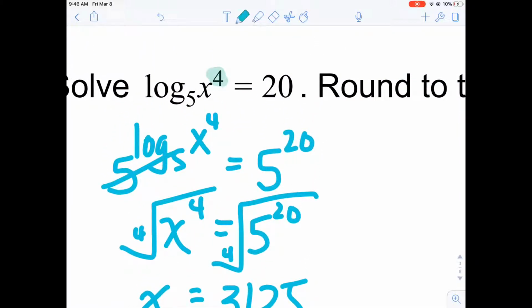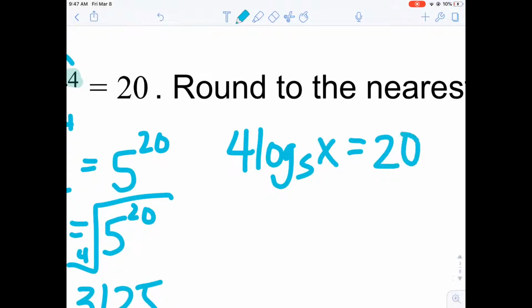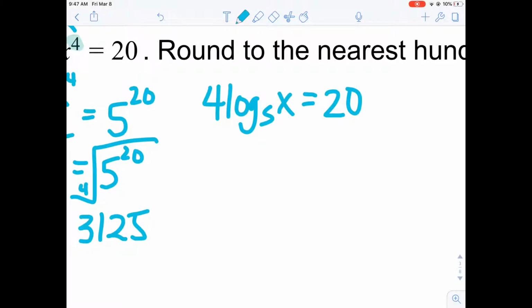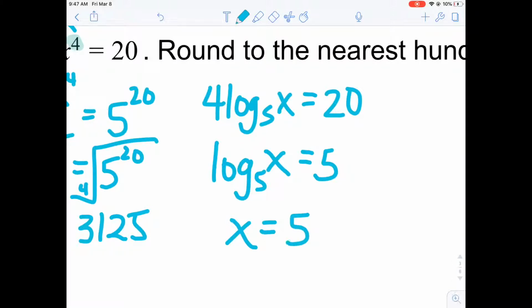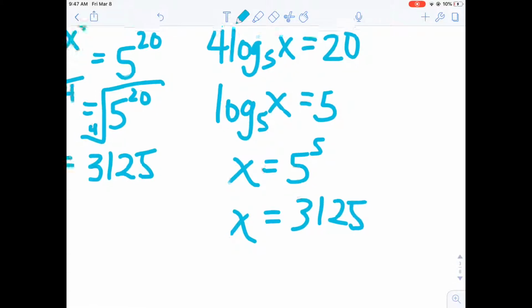So remember, with logarithms, you can bring this power out in front to simplify it. We're not changing the equation, we're just kind of rewriting it, but it's still the same equation. So the nice thing about this is that now we can divide by that 4. And now we have a simpler logarithm. The base is 5. We only have an x plugged into it. And 20 divided by 4 is 5. And this is really cool now because we have a base of 5 here and then a 5 on the other side. If I rewrite this logarithm, I'm going to get x is equal to 5 to the 5th power. And so that gives me, again, 3,125.